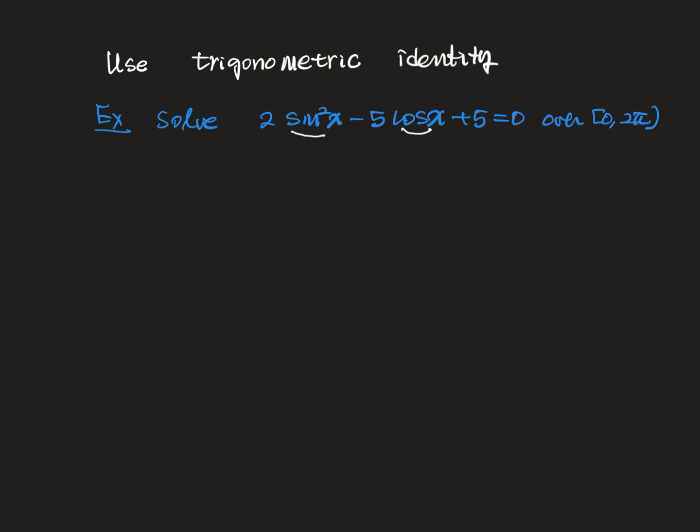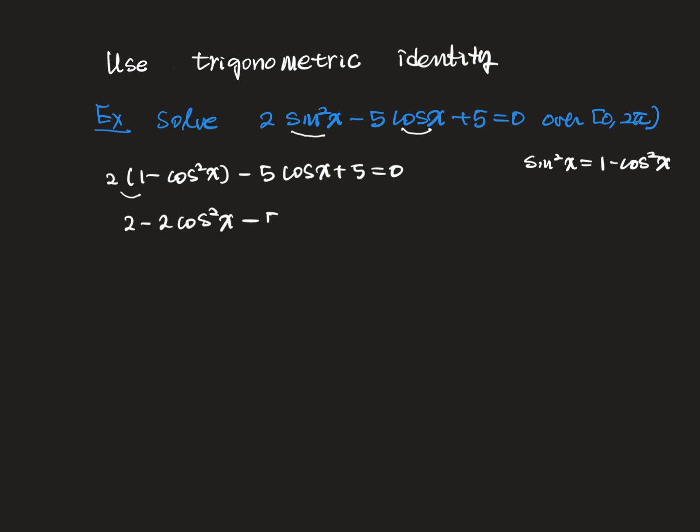So sine squared x needs to change into cosine. Yes, the Pythagorean theorem: sine squared x is 1 minus cosine squared x. That's how I'm going to change it. So here it becomes 2 times (1 minus cosine squared x) minus 5 cosine x plus 5 equals 0. Then distribute: 2 minus 2 cosine squared x minus 5 cosine x plus 5 equals 0. Let's simplify: negative 2 cosine squared x minus 5 cosine x, 2 and 5 is plus 7, equals 0.